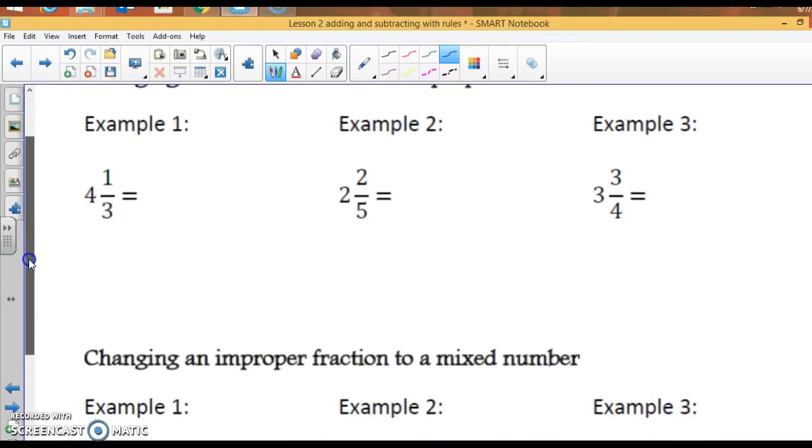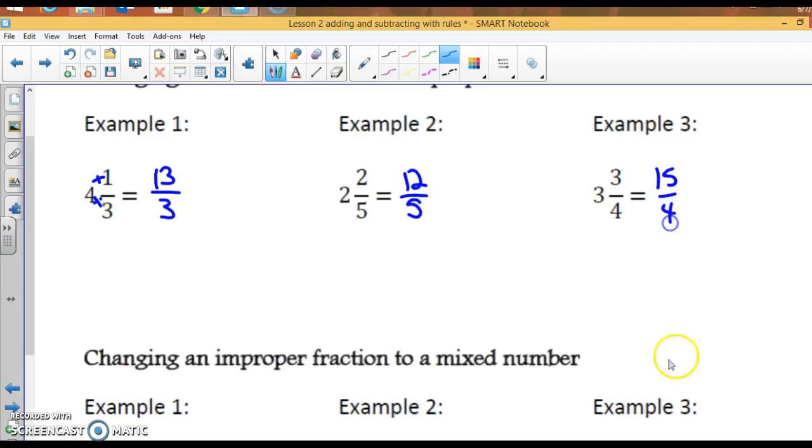When you're doing mixed to improper, you're going to multiply 4 times 3 is 12, plus 1 is 13, so 13 thirds. 4 times 3 plus 1, and keep the denominator. 2 times 5 is 10, plus 2 is 12 fifths. Because think about it, you have 2 and 2 fifths. This 2 is 10 fifths. All right, 3 times 4 is 12, plus 3 is 15 fourths. That is mixed to improper.